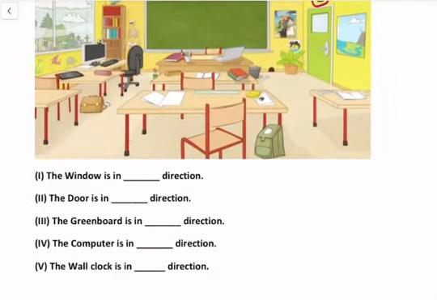The window is in west direction. The door is in between the east and north direction, so we will write northeast direction. The green board is in north direction.